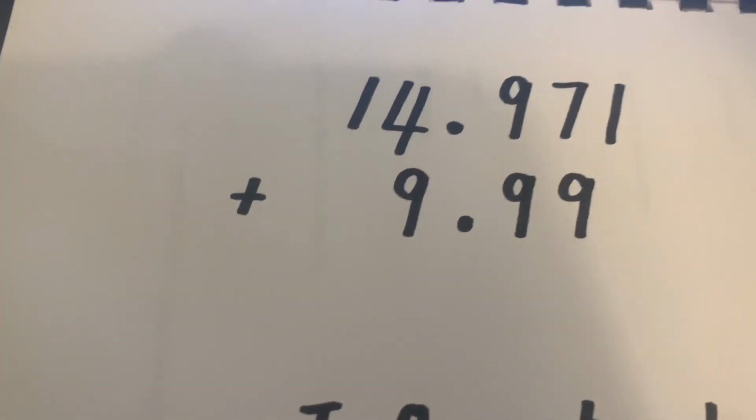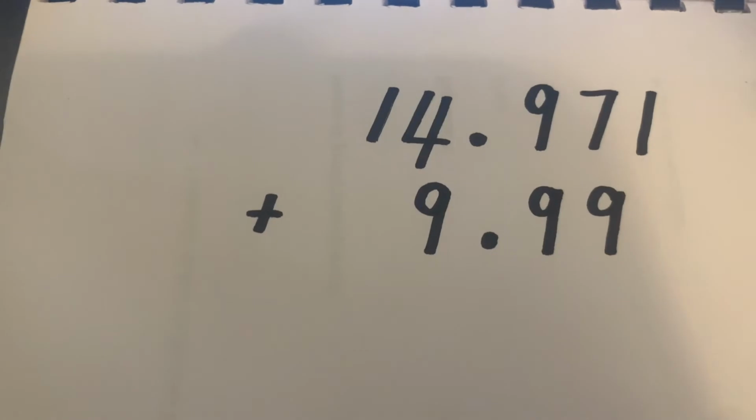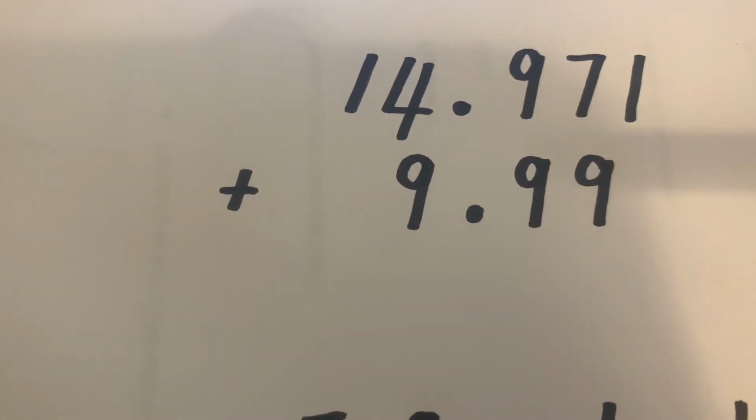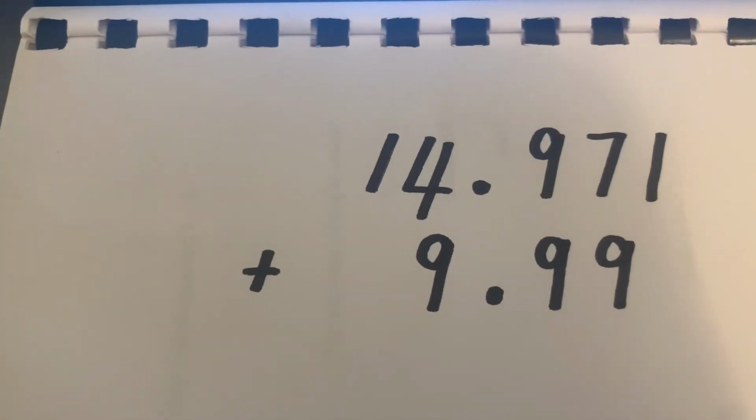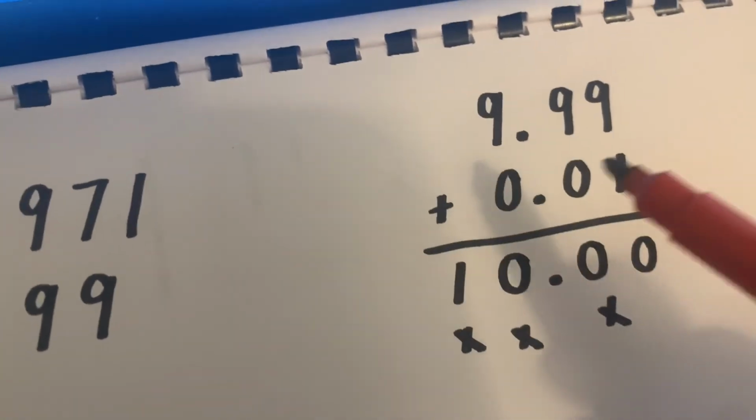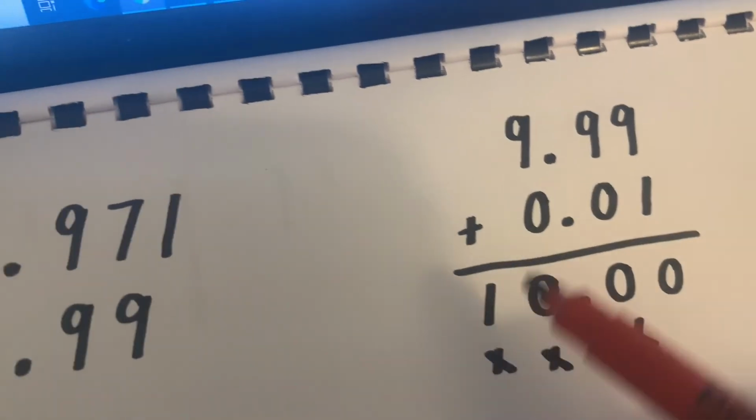So again, some of you might have chosen to do this mentally. That's absolutely fine. So when we are doing it mentally, we know that 9.99 is really, really close to 10. And 10 is a much nicer number to work with. So to change it to 10, all we do is add 0.01. So now we've got our 10.